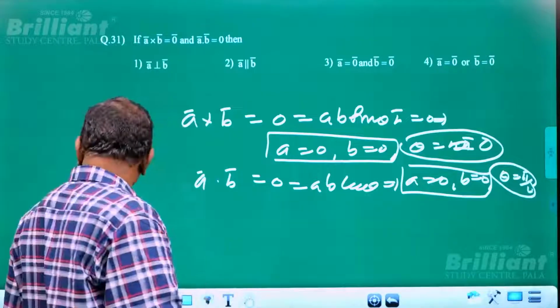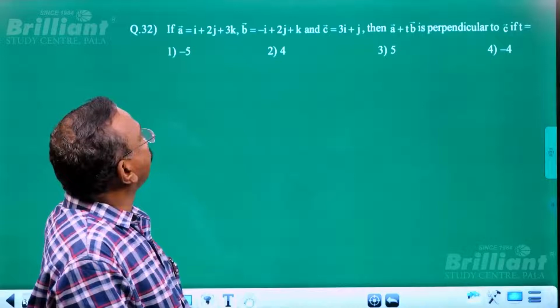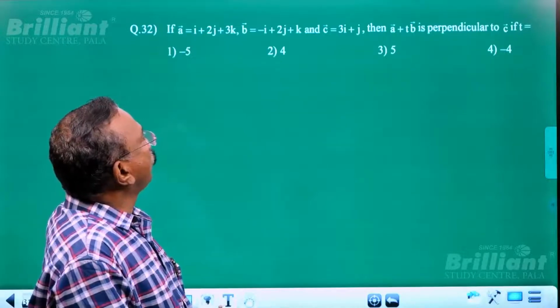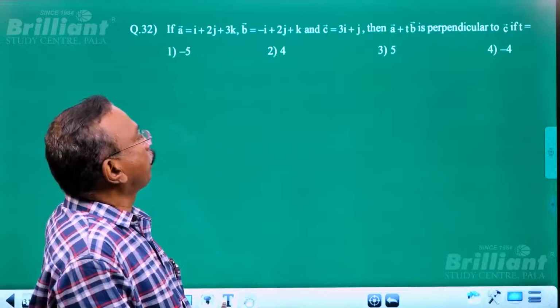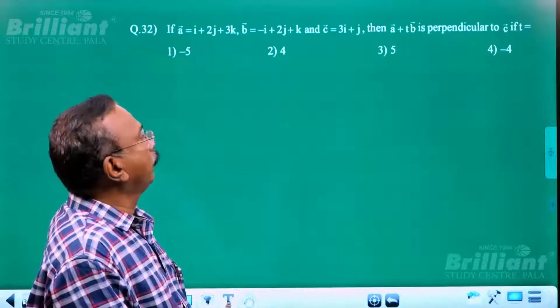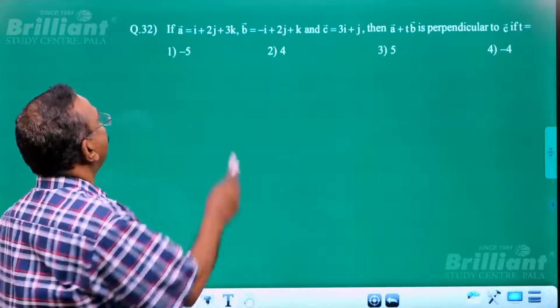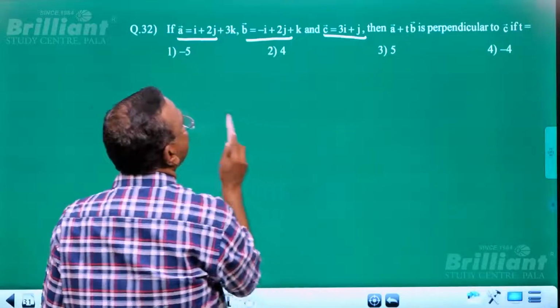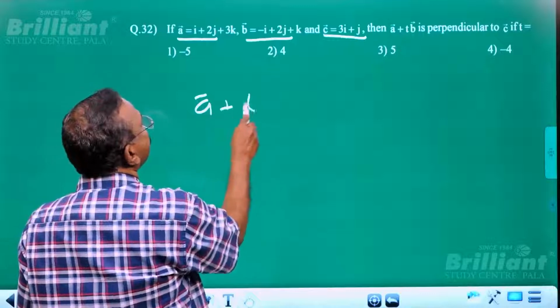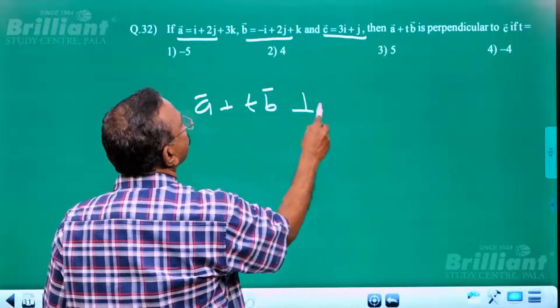Now question number 32. If a bar is i plus 2j plus 3k and b bar is minus i plus 2j plus k and c bar is 3i plus j, then a bar plus t b bar is perpendicular to c bar. Then what about that t? Three vectors are given there. A bar is here and b bar is also there and c bar is also there. But given that a bar plus t b bar is perpendicular to c bar.